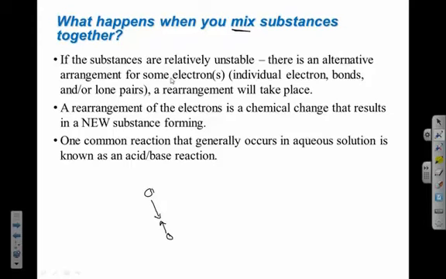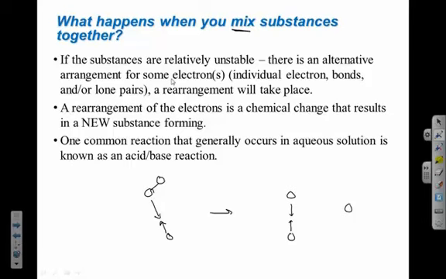Right? So maybe there will be a collision and some bonds break. And then maybe another collision will occur and some bonds will form. There's lots of different ways electrons can be arranged. An atom could have electrons picked off of it. It could grab electrons off a different atom. It could break a covalent bond and form a new covalent bond.